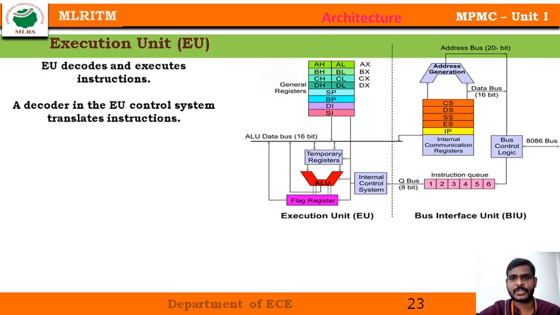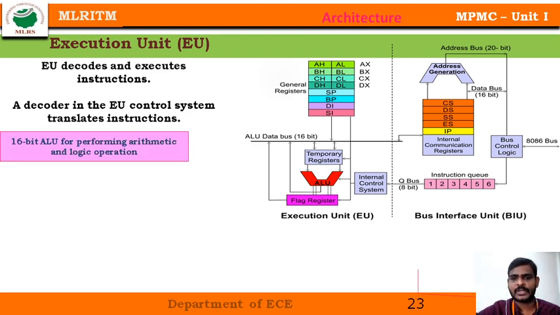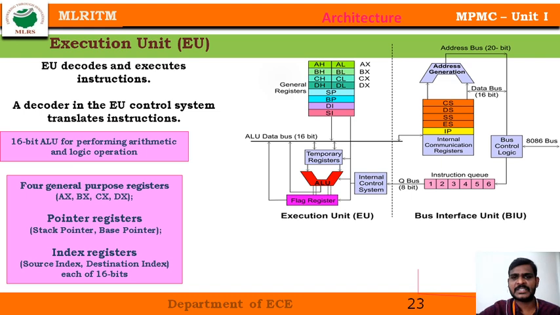Then we'll go for the execution unit. The execution unit, as we said, only decodes and executes the instructions. It has a 16-bit ALU which performs your arithmetic and logical operations, and it has 4 general purpose registers called AX, BX, CX, DX.